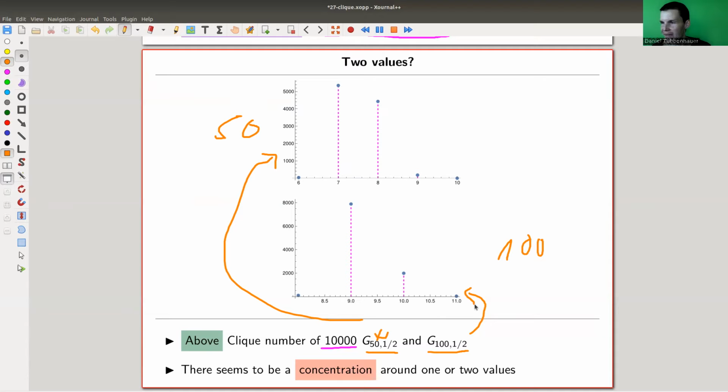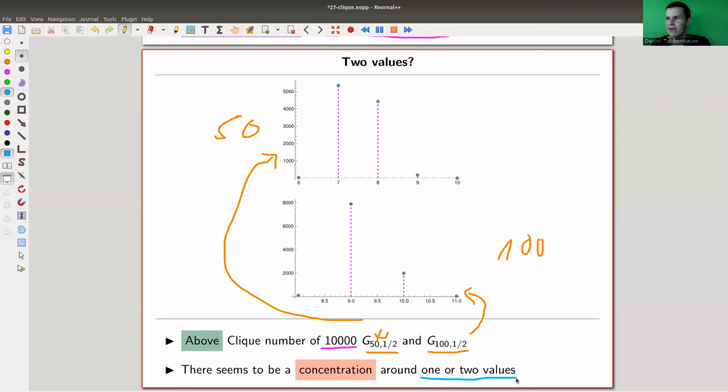So in the first case, the clique number is either 7 or 8, and there are a few fluctuations, because you always have fluctuations in this setting, right? But you can ignore 6, 9, and 10, essentially. In the second case, essentially everything is a clique number of 9 or 10, with some really tiny fluctuations. So just using this very simple calculation, you can convince yourself, it's not really a proof, that there's a concentration of the clique number around 1 or 2 values.